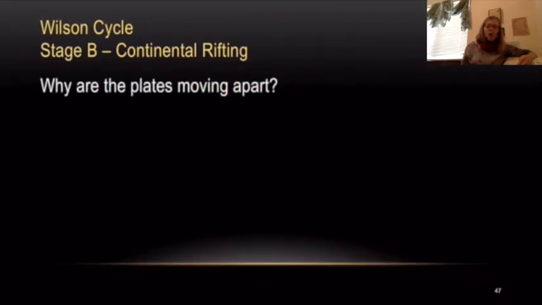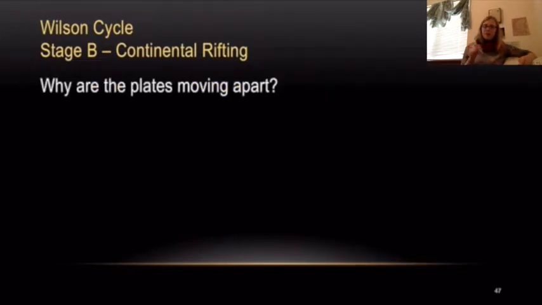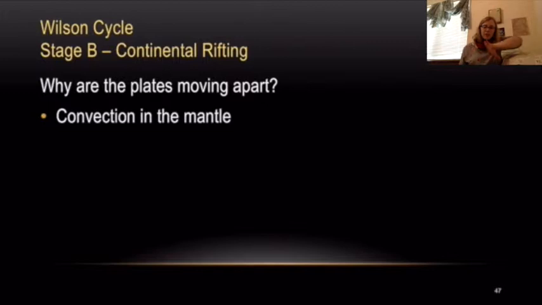All right. Oh, so I've got two arrows, right? And they're moving apart from each other, away from one another. So movement apart. Why are the plates moving apart? What is happening? What's causing this to happen? It's going to be convection in the mantle. So we've got heated mantle rocks coming up and going one direction. Heated mantle rocks coming up and going a different direction. And they're pulling apart, and the continent's on the top, and it's getting pulled and stretched apart.